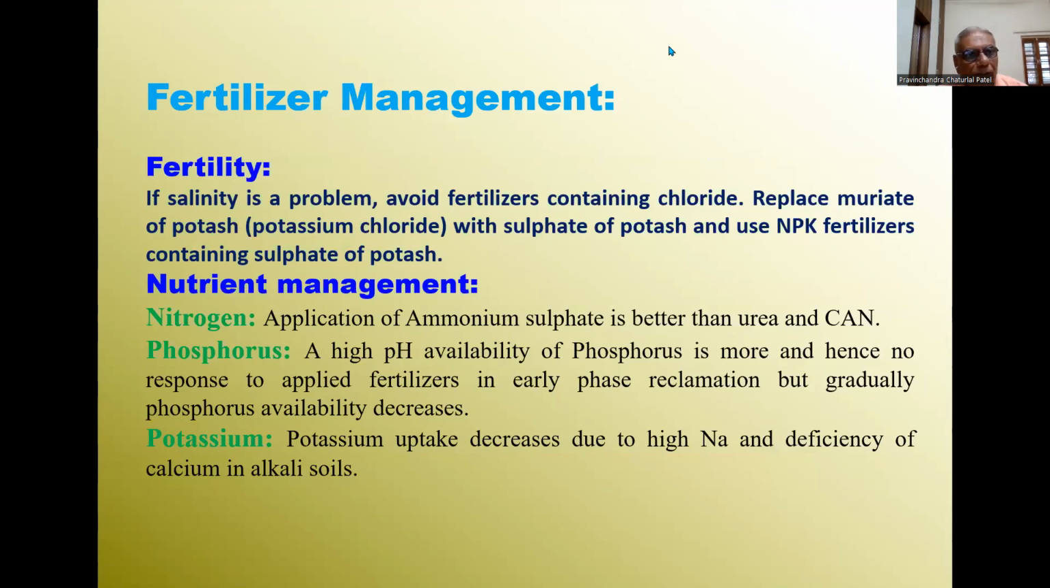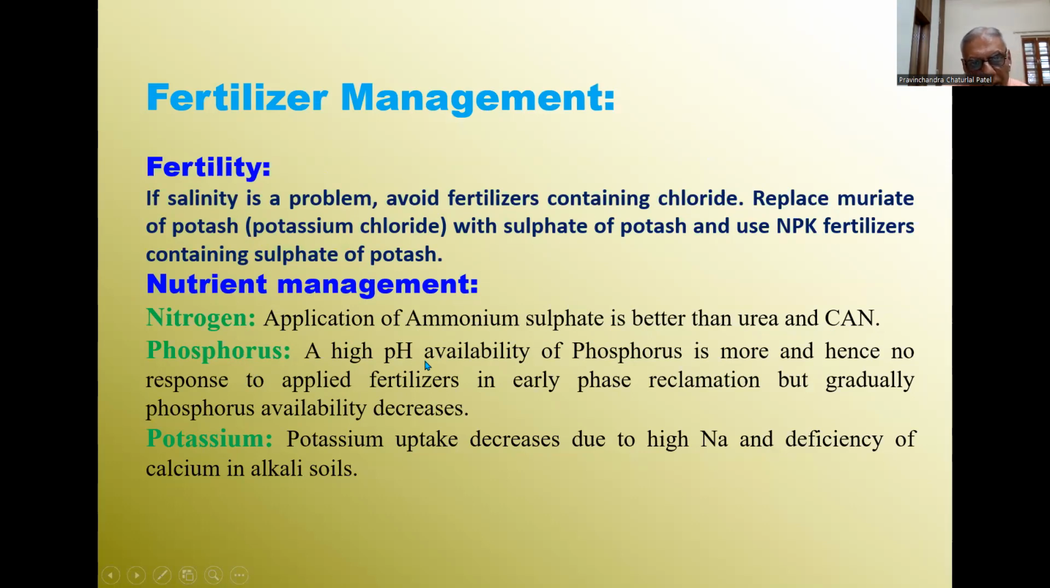Fertilizer management. Fertility. If salinity is a problem, avoid fertilizer containing chloride. So don't apply potassium chloride in an alkali soil. Replace muriate of potash, potassium chloride, with sulfate of potash and use NPK fertilizer containing sulfate of potash. So don't use muriate of potash or potassium chloride, but we should use sulfate of potash. Then nutrient management: for nitrogen, application of ammonium sulfate is better than urea or calcium ammonium nitrate. So it helps in reducing the soil pH.